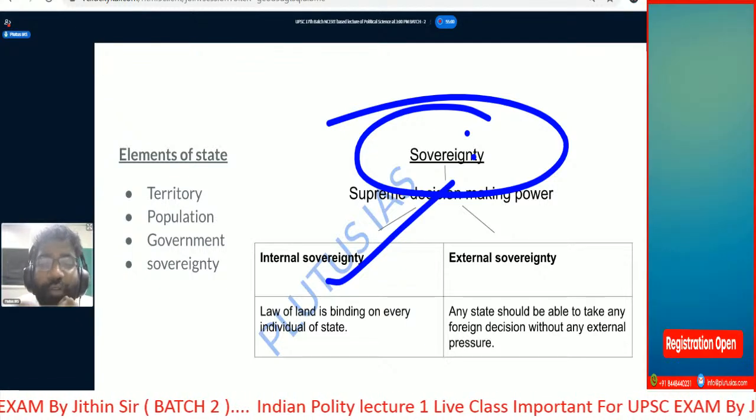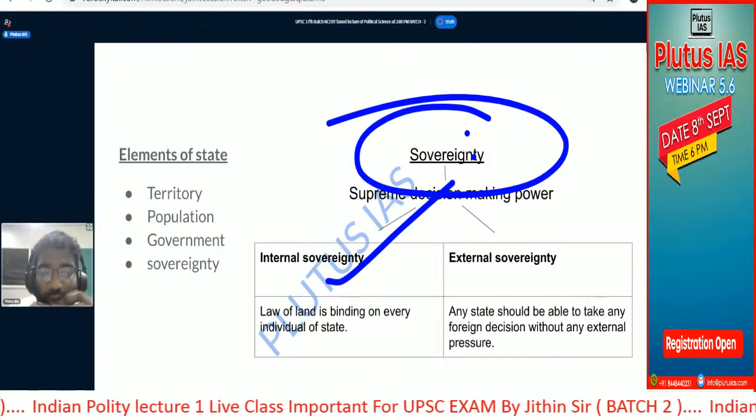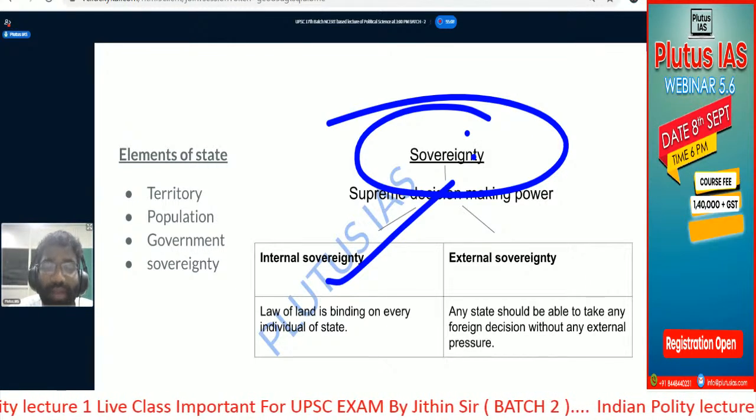That is, the law of this land is binding on every individual. Clear? Law of this land is binding on every individual.